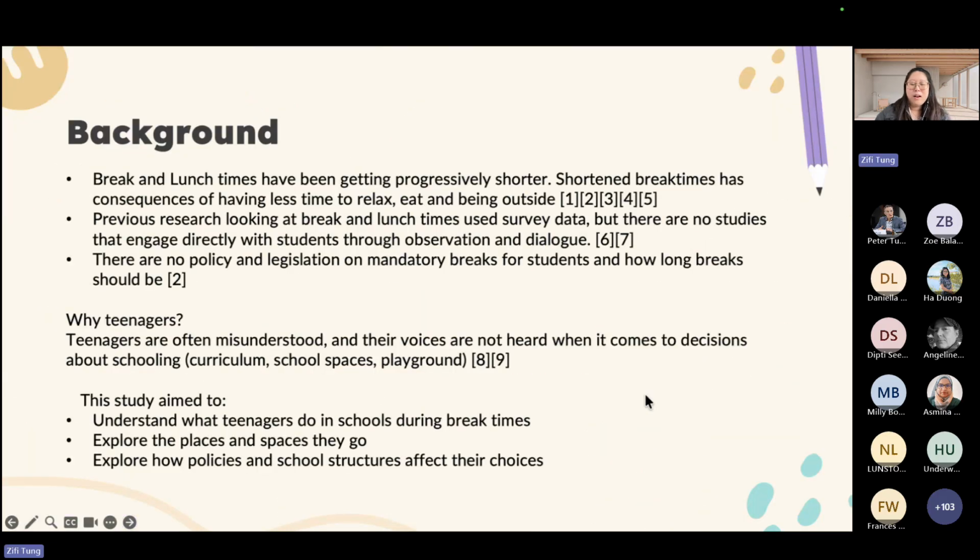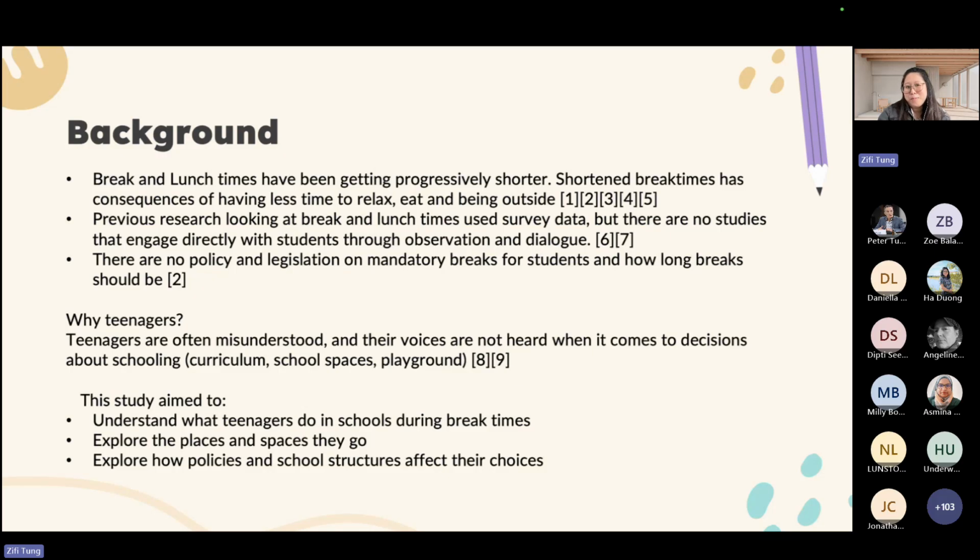So a little bit about background. My research is looking at break and lunch times in schools. From my literature review, I have discovered that break and lunch times have been getting progressively shorter. There have been a lot of news articles about how kids are not eating, not relaxing and not being outside because of missed break times and shortened break times. And there is a lot of literature out there that talks about how bad that is, as you may all know.